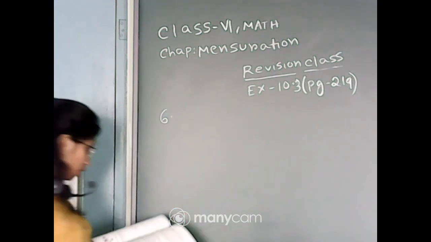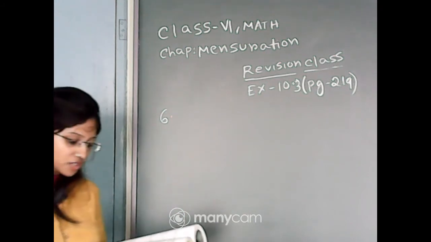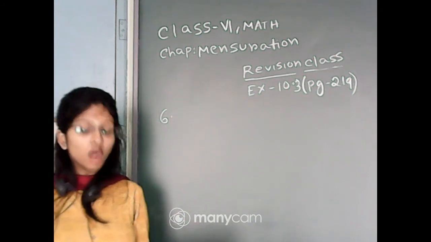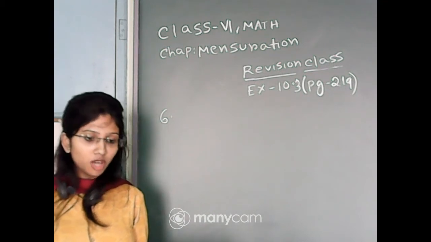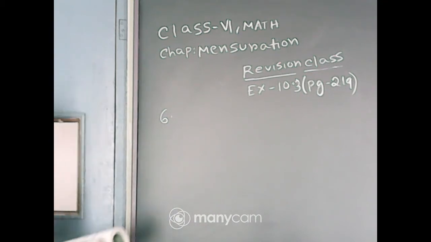A tabletop measures 2 meter by 1 meter 50 cm. What is the area in square meters? Okay. Solve the math and give me the answer.